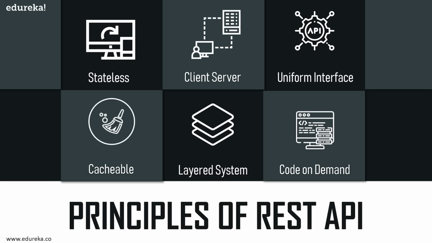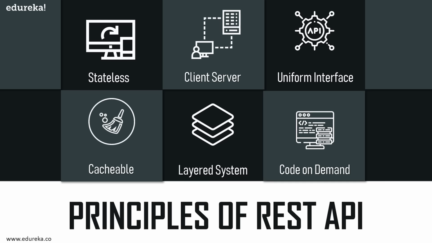Coming to uniform interface, to obtain uniformity throughout the application, REST has defined 4 interface constraints, which are resource identification, resource manipulation using representations, self-descriptive messages, and hypermedia as the engine of the application state.